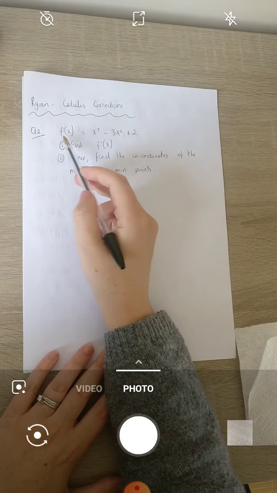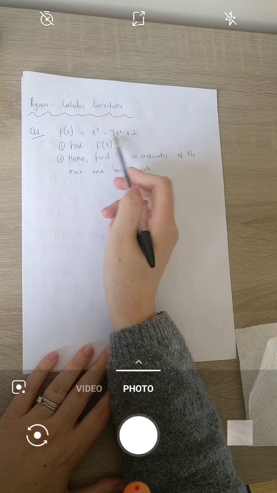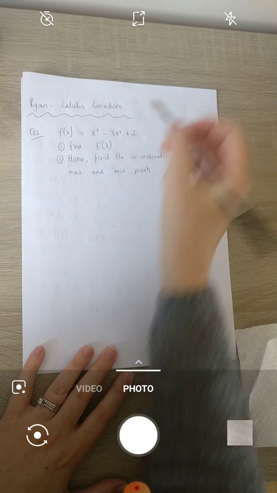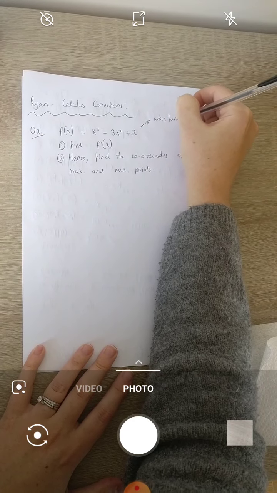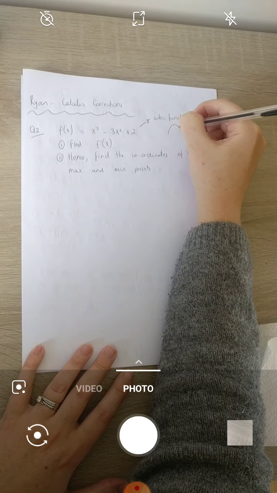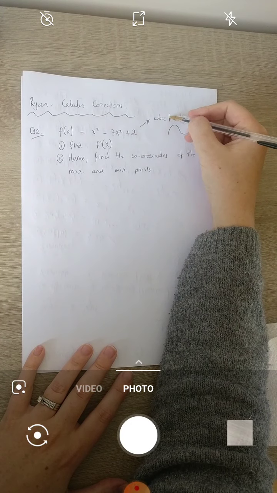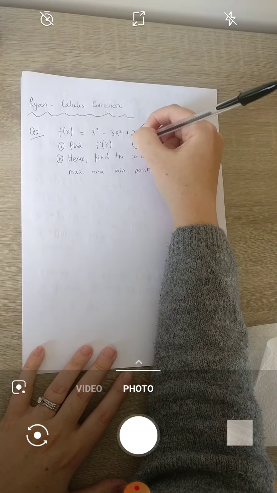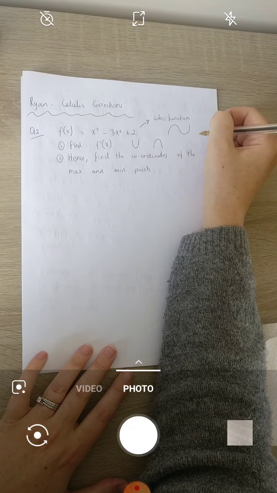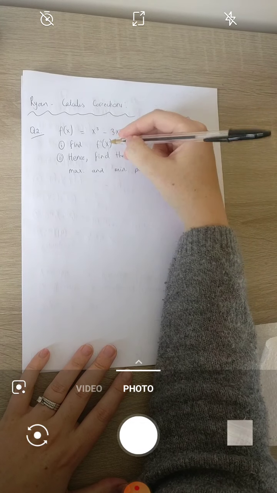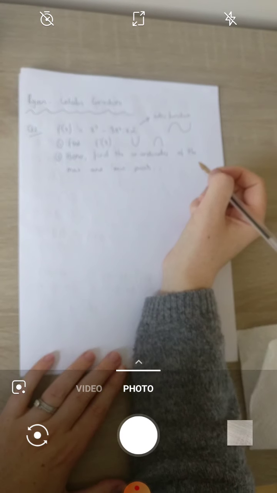So first of all, here we have a function. Remember, this is just the name of the function. We've x cubed minus 3x squared plus 2. Now, first of all, I can see straight away that would be a cubic function. So it's going to have two curves, okay? When we differentiate a cubic function, it becomes a quadratic. So it's either going to be U-shaped or N-shaped, okay? So it's saying find the derivative, hence find the coordinates of the maximum and minimum points.